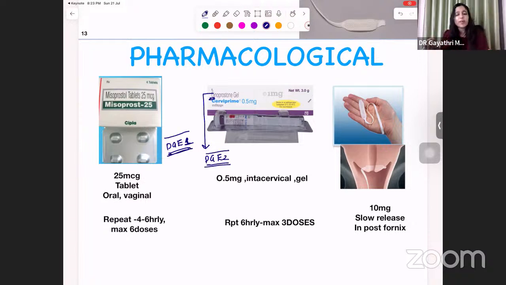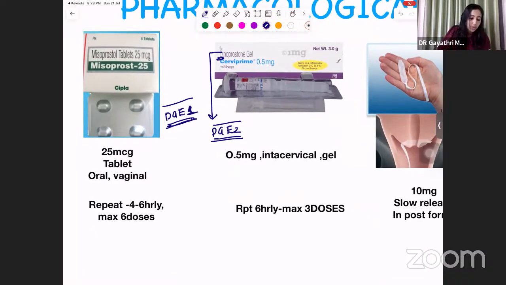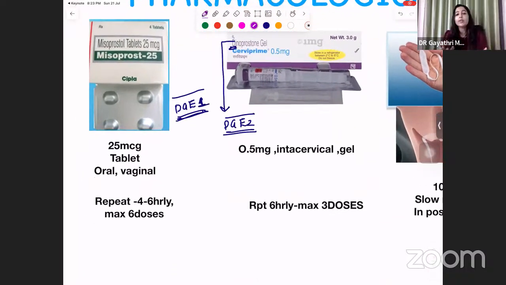And what is PGF2 alpha? That is carboprost. You can't see that here because carboprost is a drug that is used for PPH. It's not for induction, it's for PPH. Okay, PGF2 alpha, carboprost.